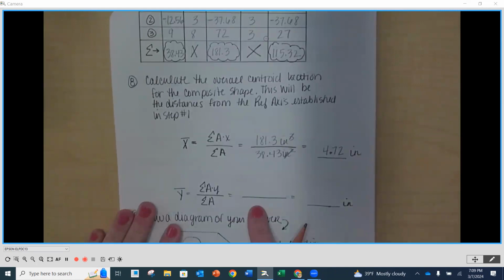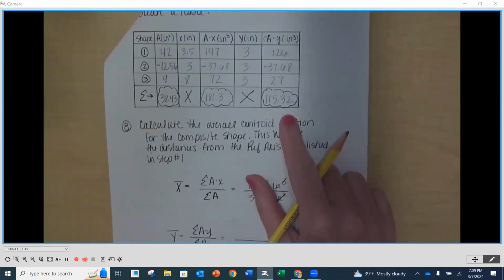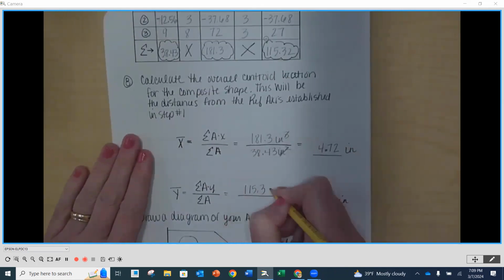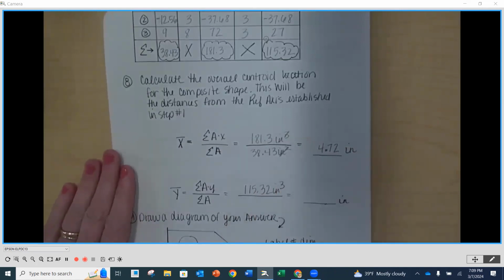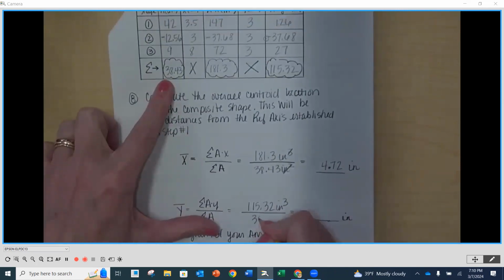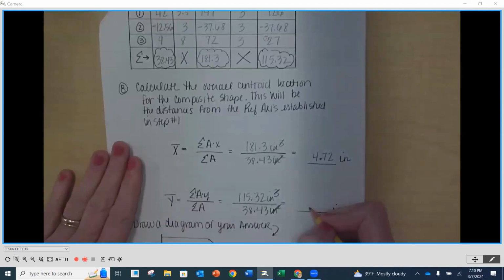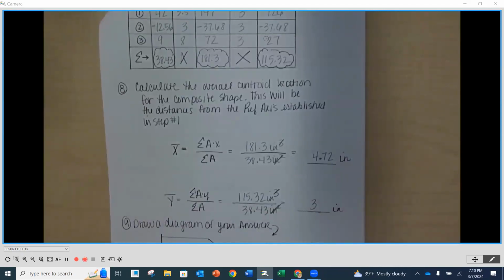And now we're going to do the same thing for our Y. We're going to go to that column where we had the A times the Y's and take the sum at the bottom. So 115.32 inches cubed, put your units in, divided by the summation of the area, 38.43 inches squared. The inches squared cancels out 2 of them on the top, and we're left with inches. Did you get 3? Yes, by design, and we were expecting that, right? We knew along that axis of symmetry, which was 3 inches up from the x-axis in the y direction, our y bar is going to be 3 from that reference axis.